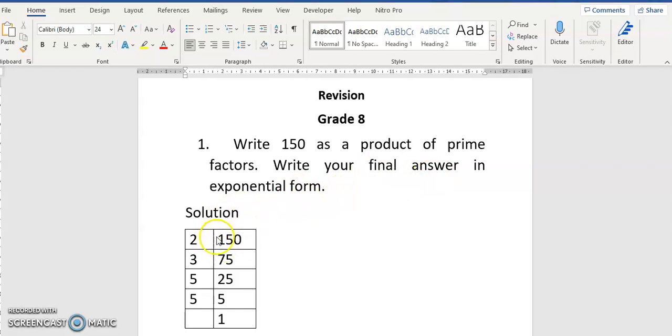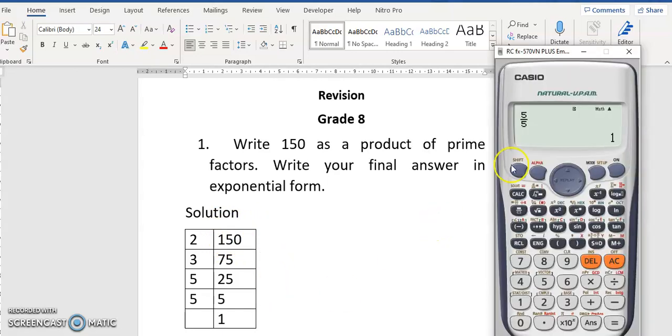So you make a table, you write your 150 here, then you find a number that can divide 150 without a remainder. We can't use 1, even though 1 can divide 150 without a remainder. If you divide 150 by 1, you still get 150, so you've not done anything. So we are going to start from 2.